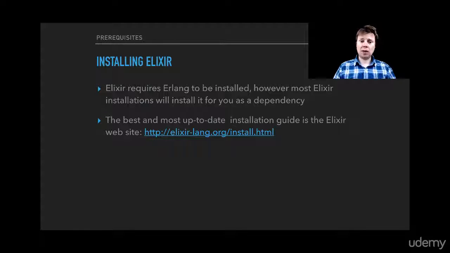Installing Elixir. Well, Elixir really has one dependency, and that's Erlang. Usually when you install Elixir, it also installs Erlang at the same time. I'm not going to go into all of the instructions of how to install Elixir. The best bet is to look at the Elixir website for the latest installation instructions. This is the details.